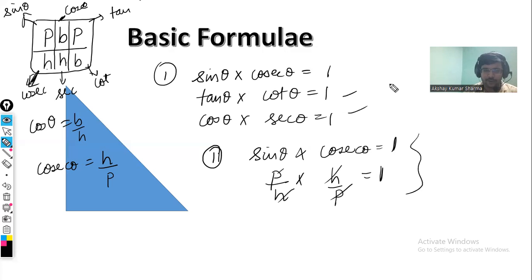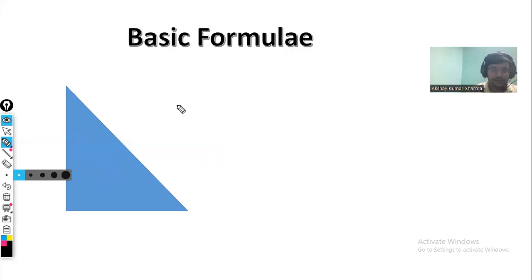Similarly, you can prove these two as well. That will help you. Okay, so now let's jump to some more formulas.